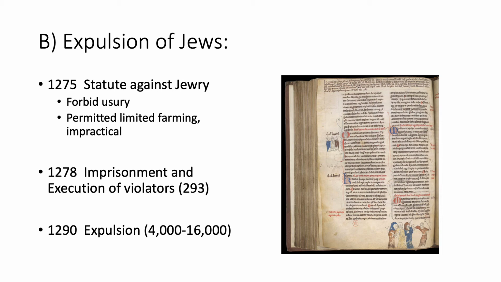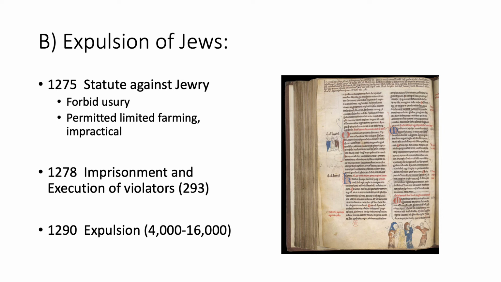A number of Jews continue to engage in usury, and you can see at one point he rounds up 293 people who he identifies as offenders, and they're executed. In 1290, he actually decides to expel the Jews from England altogether. And this is not out of nowhere. It's the culmination of a gradual deterioration of their position.